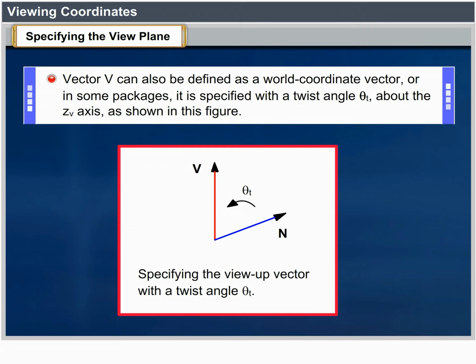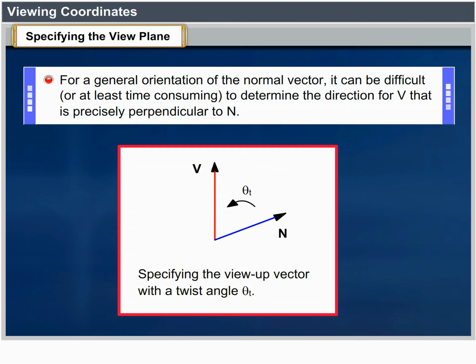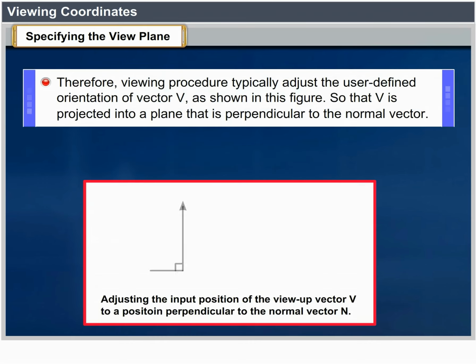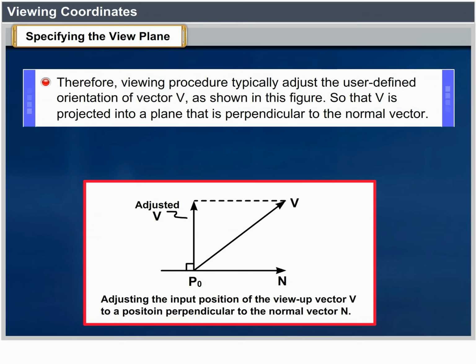For a general orientation of the normal vector, it can be difficult or at least time-consuming to determine the direction for v that is precisely perpendicular to n. Therefore, viewing procedures typically adjust the user-defined orientation of vector v, as shown in this figure, so that v is projected into a plane that is perpendicular to the normal vector.